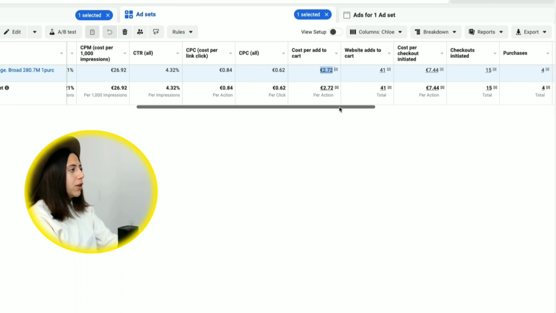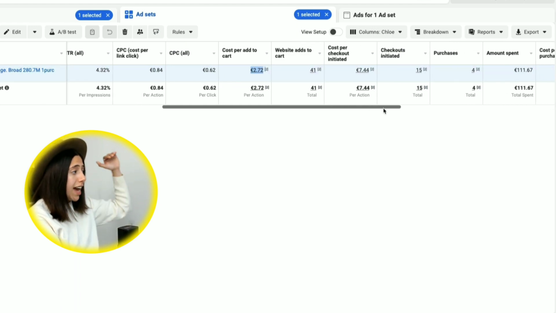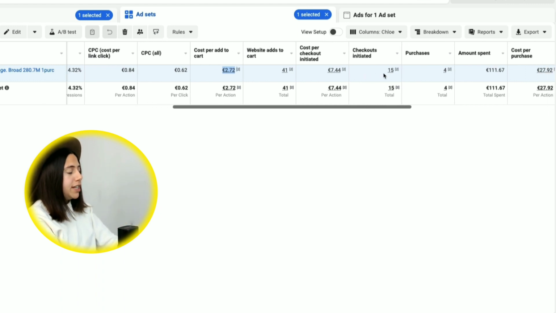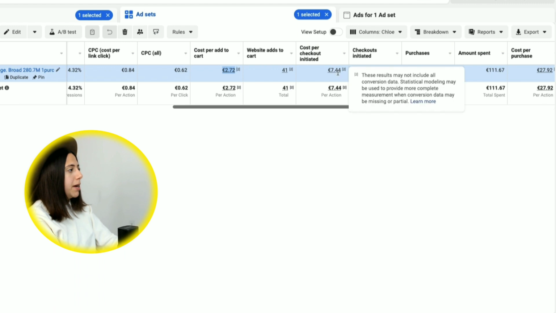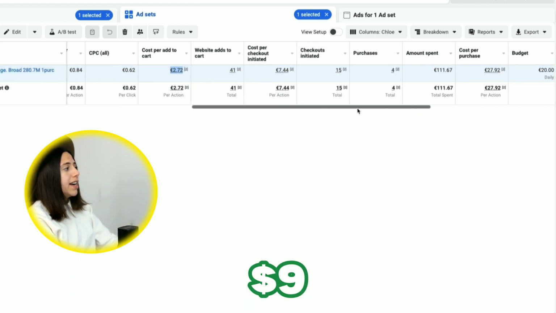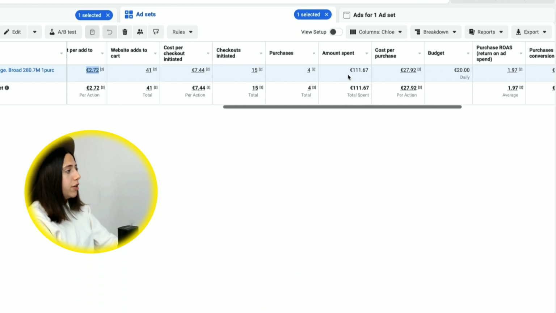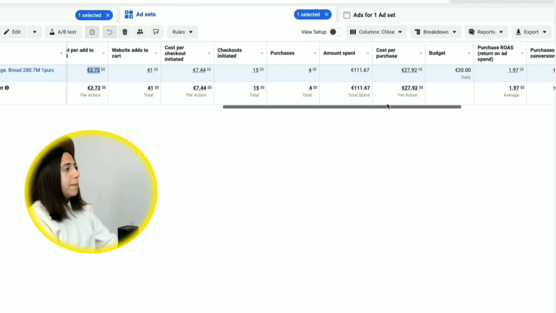You can see that my cost per checkout initiated is double that, and that is completely fine because there's always a drop off between the add to cart and the initiated checkout. And you can see I got 15 checkouts initiated and I pay approximately 8 euros, which is like $9. You can see over here I got 4 purchases. I spent basically 111 euros and my cost per purchase was 27.92.